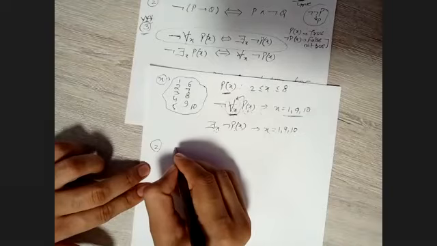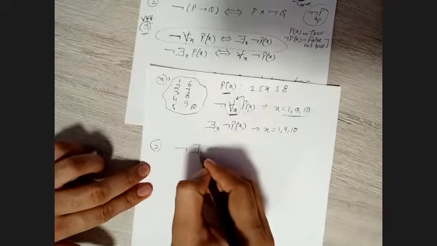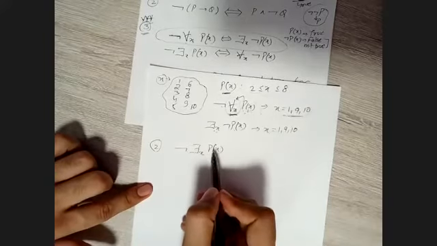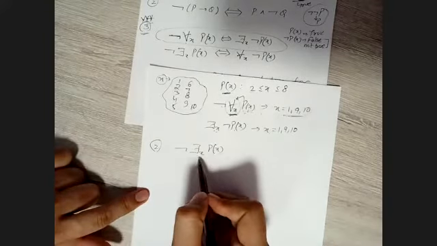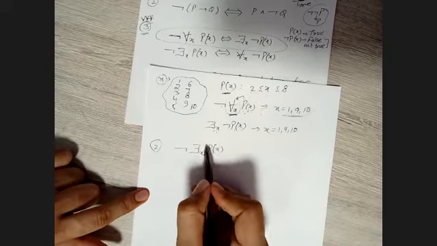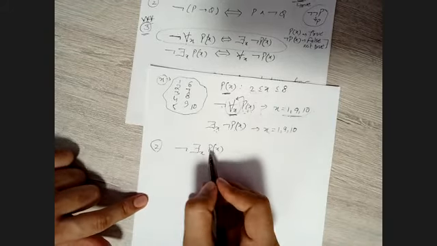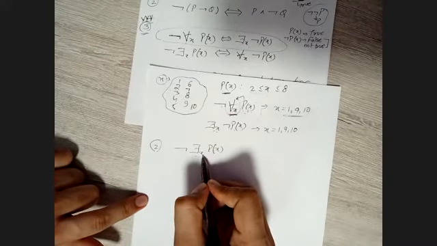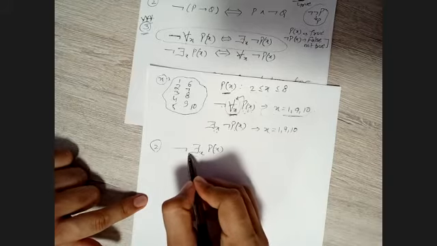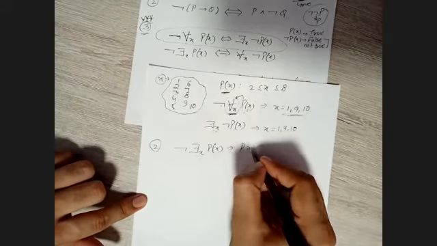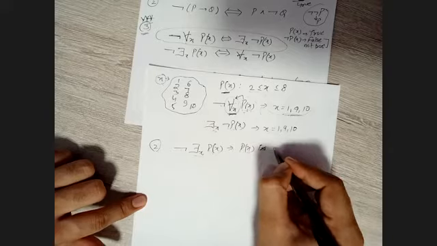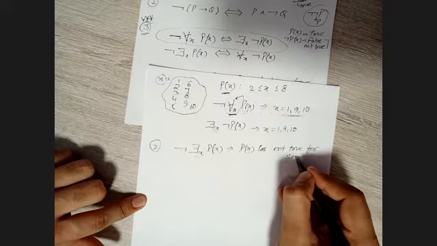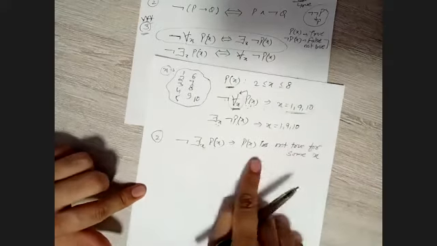For example, I have said negation, there exists x p of x. It means, well, now in this case I can say anything because the quantifier is existential here. I say p of x is not true for some x, right? I'm writing here p of x is not true for some x. I have written this statement.